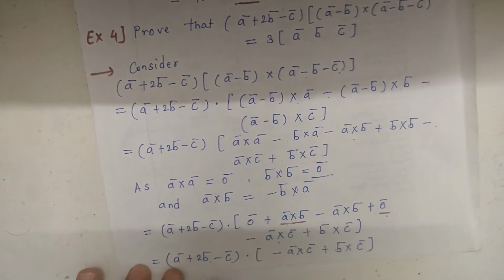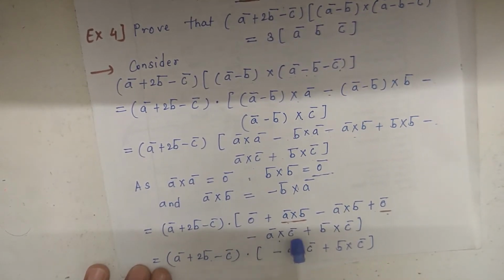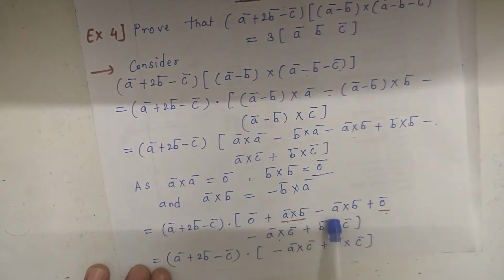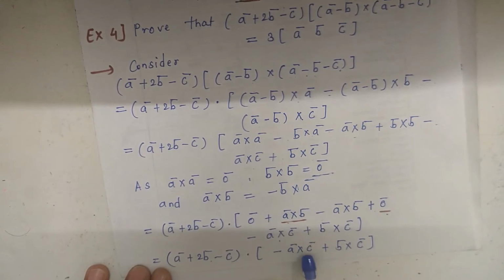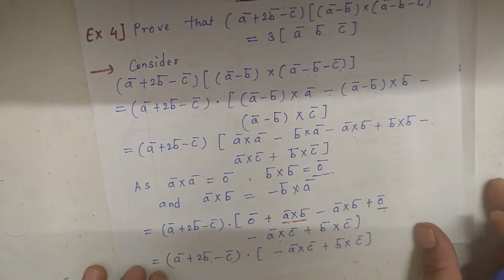Now the next step is the first bracket as it is, and here a bar cross b bar minus a bar cross b bar will be cancelled and the remaining terms are minus a bar cross b bar plus b bar cross c bar.